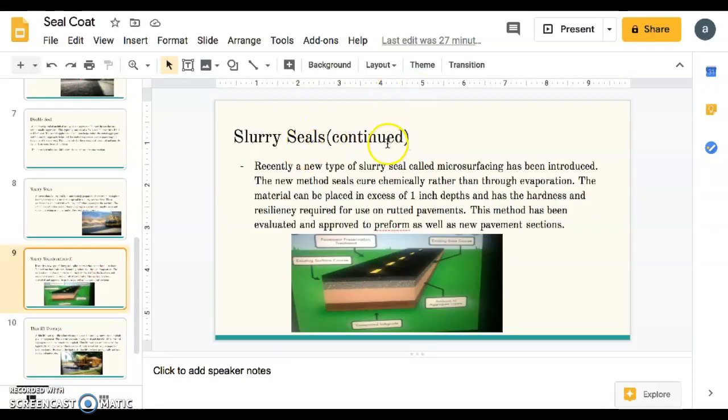slurry seals continued. Recently, a new type of slurry seal called microsurfacing has been introduced. The new method seals cure chemically rather than through evaporation. The material can be placed in excess of 1-inch depths and has the hardness and resiliency required for use on rutted pavements. This method has been evaluated and approved to perform as well as new pavement sections. This is recently new, and so it has to be tested for research by many companies.